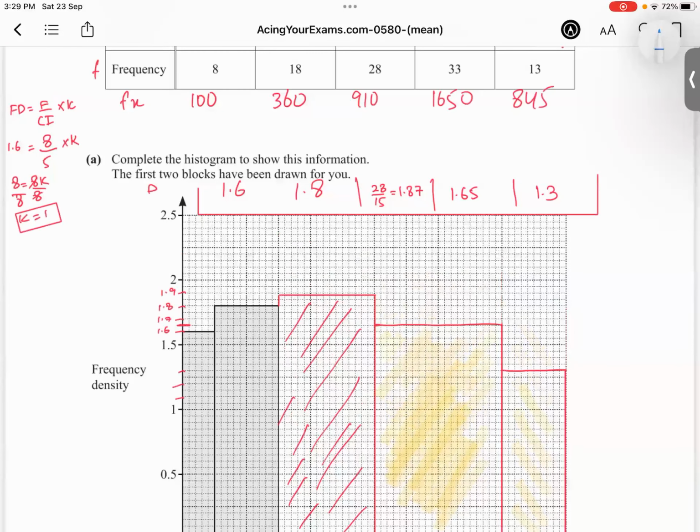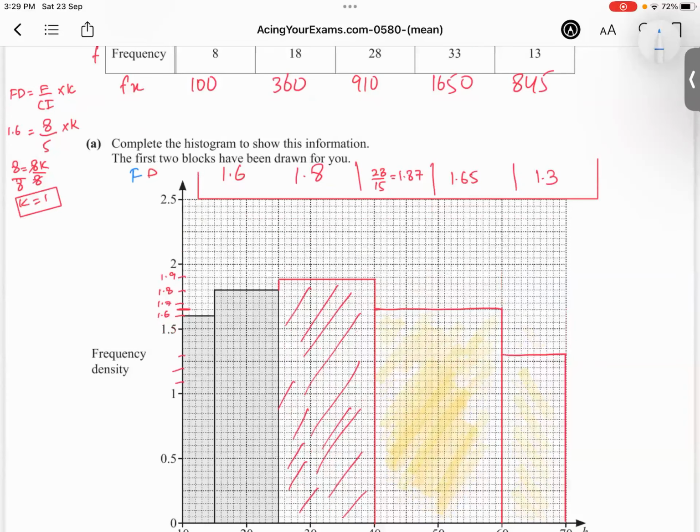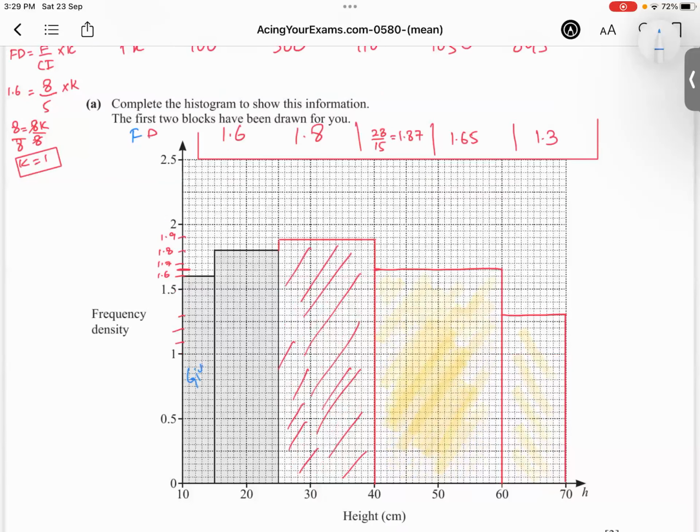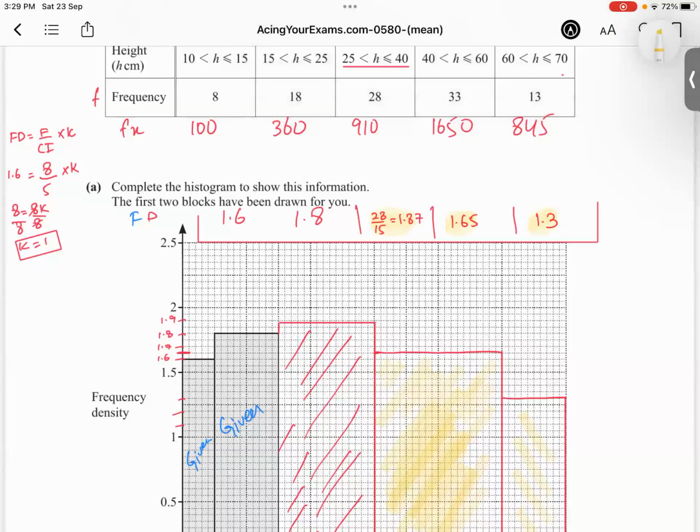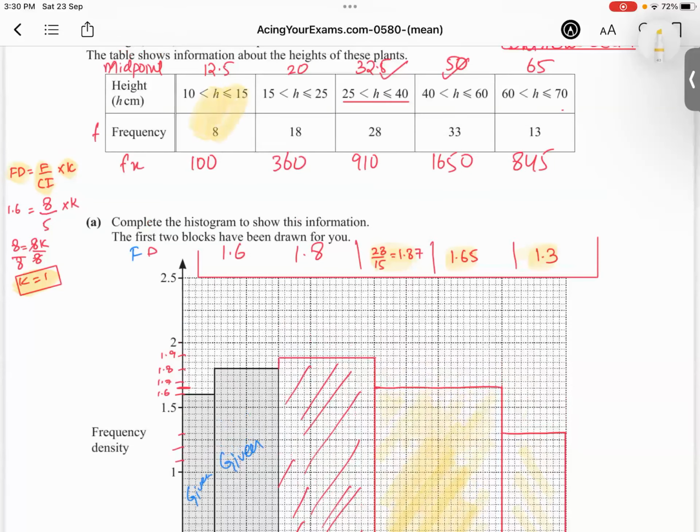What we do, we find out the FD. FD is frequency density. And you can see that this was given in the question. This pillar and this pillar were given in the question. We found these three values on our own. And after checking the FD, that frequency divided by class interval times K formula, I checked it using the first column. So I got that the value of K was 1. That is the reason I ignored the value of K in the third, fourth and fifth pillar.